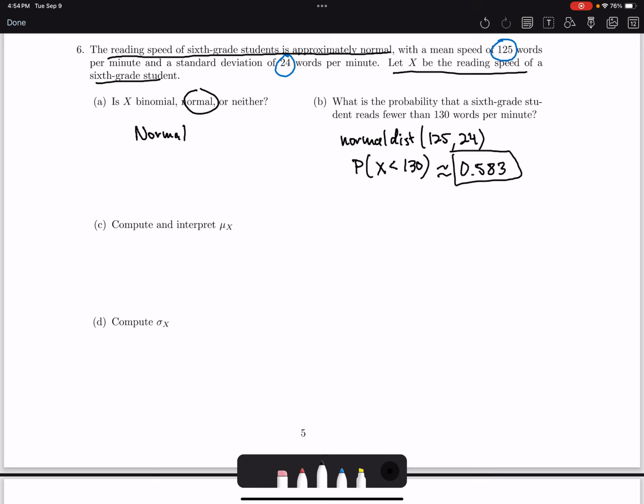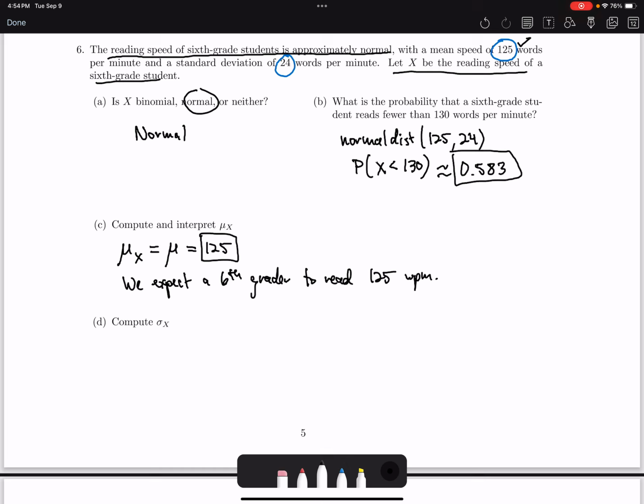Okay, part C says compute and interpret mu sub x. Well, for a normal random variable x, mu sub x is just going to be mu. It's just going to be the mean of the distribution, which we've already said was 125. There's really no computation to be done. It was just given to us, right? 125. The interpretation would be that this is how fast we expect a 6th grade student to read, right? Because it's the average reading speed. We expect a 6th grader to read 125 words per minute.